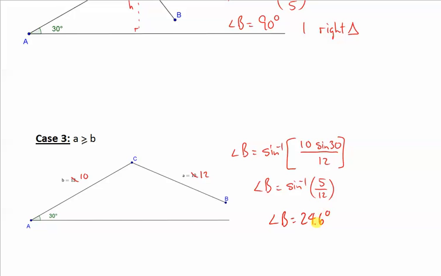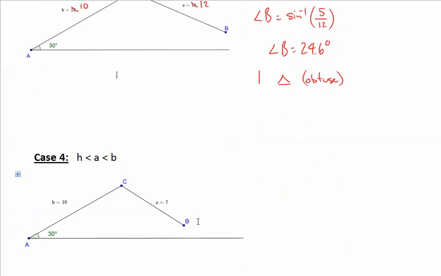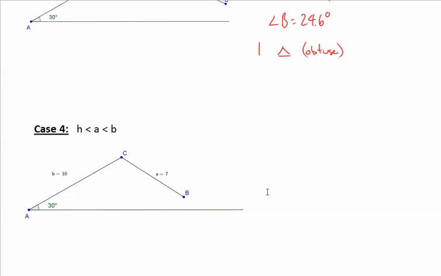24.6 degrees. We get one triangle, and it's an obtuse triangle, because this angle here is going to be greater than 90. We have 3 more cases to look at. All right. Now, it's a bit more complicated.